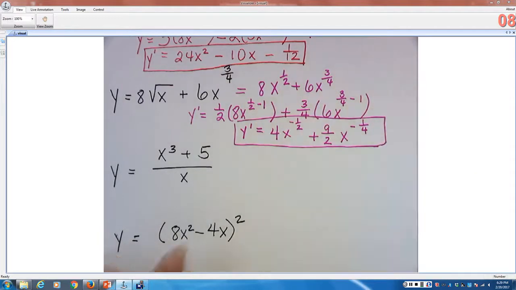And there's nothing wrong with leaving that just like it is. You don't have to make your powers positive. You don't have to turn them back into radicals. Any questions?